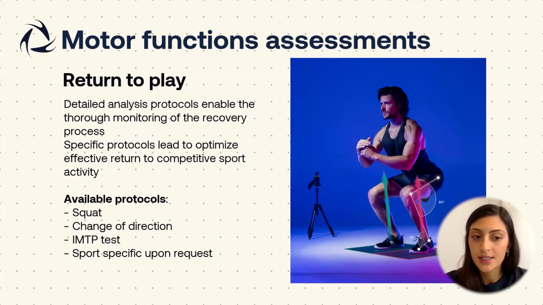The IMTP test, which is the isometric mid-thigh pull, is a useful tool to test the maximal strength and to evaluate the isometric force development. In fact, it has been shown to correlate with vertical jumps and sprints. Research has found a correlation between maximum strength and sprint speed, and also between the rate of force development and vertical jump performance. And finally, in case it's needed, we can also create protocols upon request to analyze specific motor gestures performed in specific sports, like, for example, the swing in golf, just to give you an example.